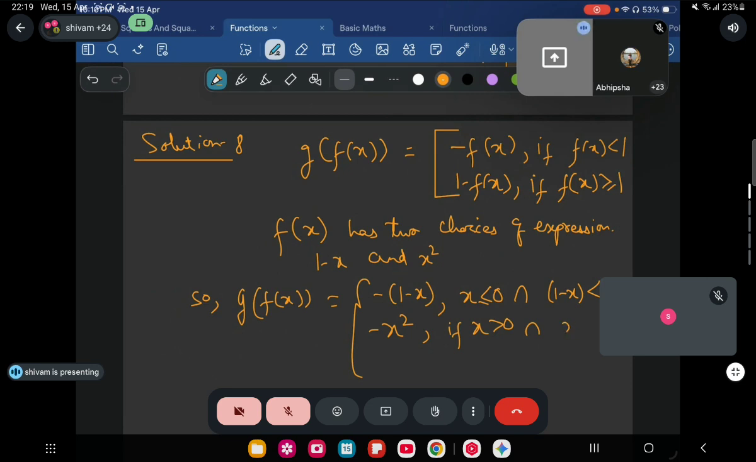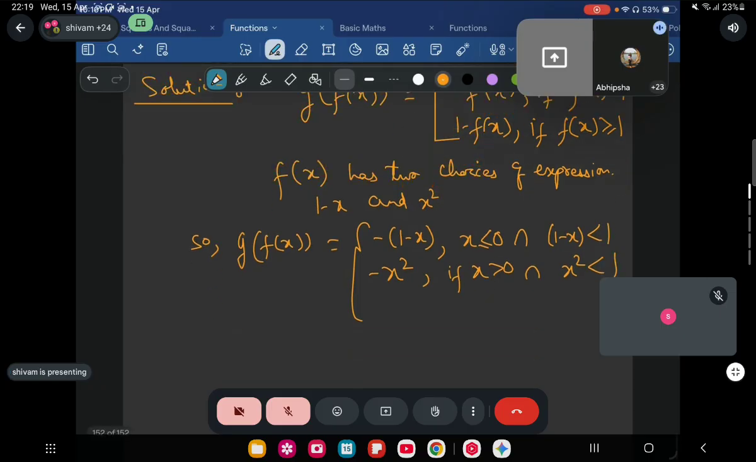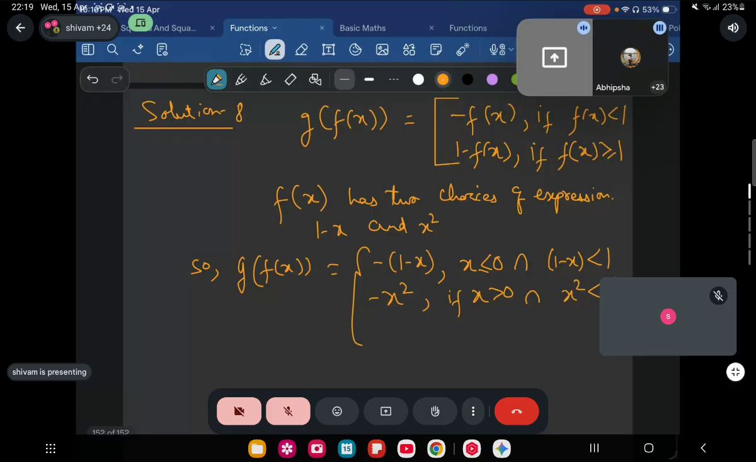Intersection x square is less than 1. Tell me, are you getting it, Aisha? Yes, sir. Next, now I'm going to use the second option, that is x square. So it will be equal to 1 minus f of x. Why x square less than 1? Because both the things should happen.